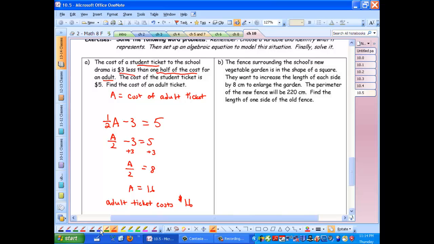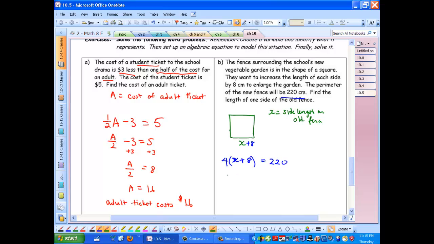Next one here, I think it's best if you draw a picture. Here's my new square vegetable garden. Side length here is x, so x is the side length on the old fence. It says they want to increase the length on each side by 8, so that's plus 8 to enlarge the garden, and the perimeter will be 220. How do I find the perimeter? It's the distance around the object, so it's really x plus 8. And because there's four sides that are equal, I'm going to take that whole thing and multiply it by 4. This then equals 220.